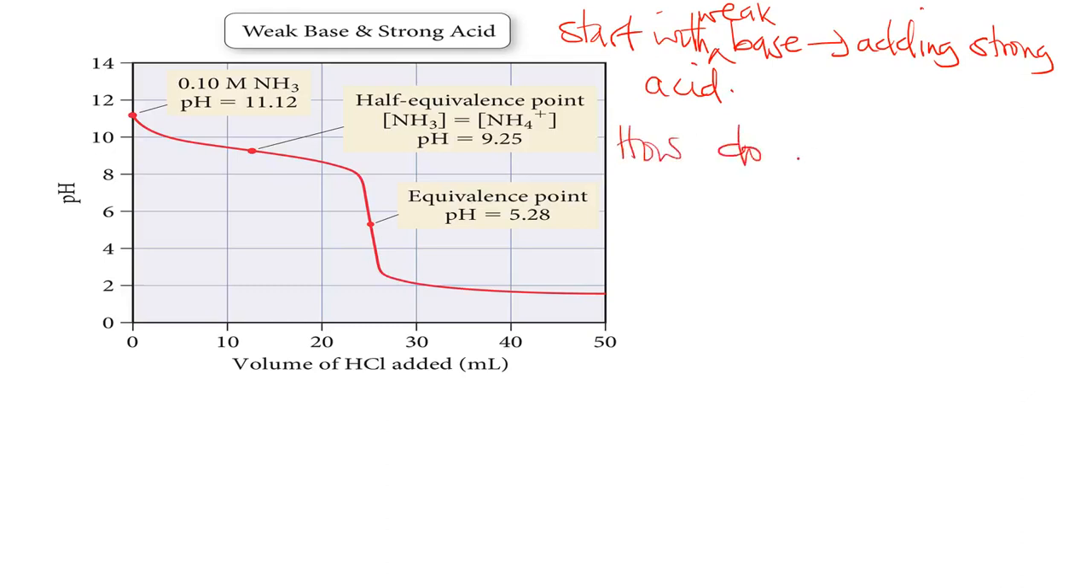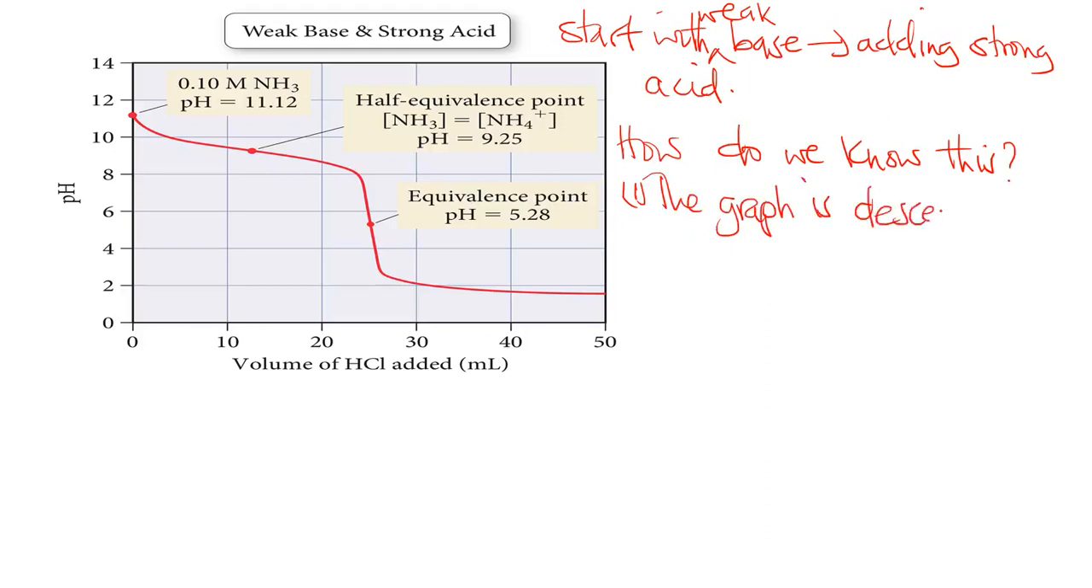How do we know this? So we know this for two reasons. The first reason is that the graph is descending. So this tells you that you started with base, because base is always at higher pH. So if you add acid to base, you will see that the graph will be descending.